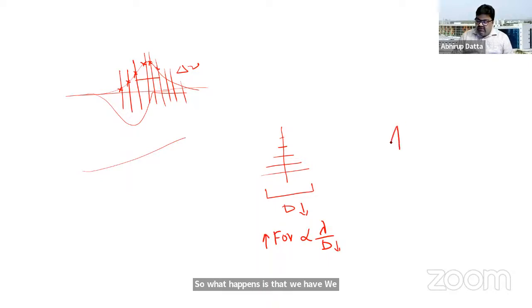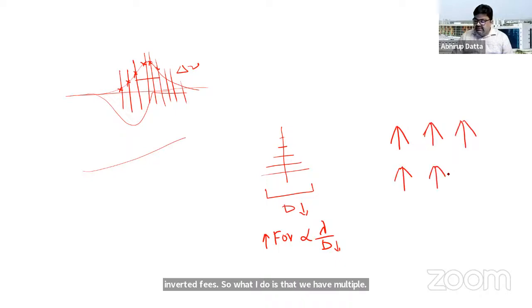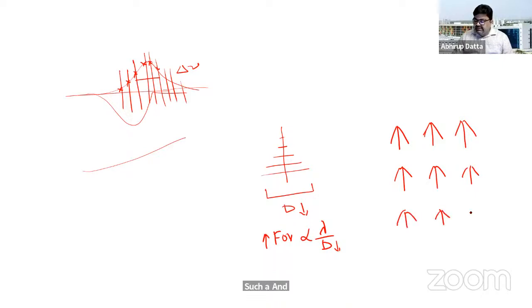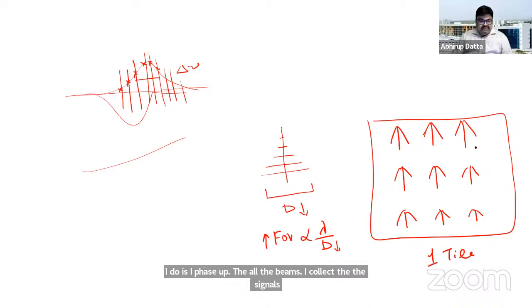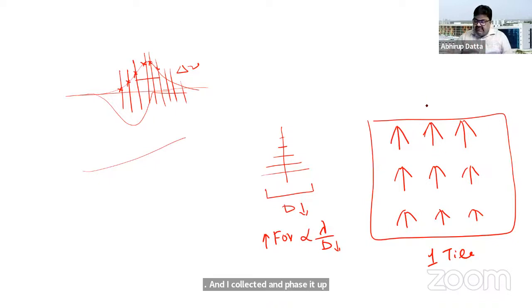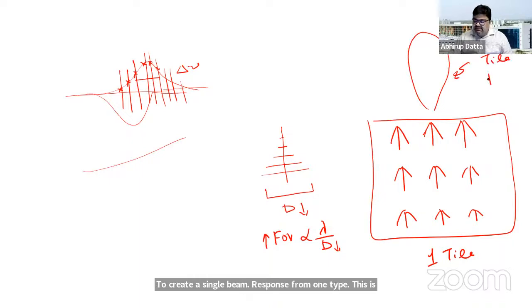we create an array of such antennas. Let me just express this, the log periodics, in this manner, the inverted V's. So we have multiple such antennas. Say I can create a 3 by 3, and let this be called one tile. What I do is I phase up all the beams. I collect the signals from individual dipoles and phase them up to create a single beam response from one tile. This is then called a tile beam.